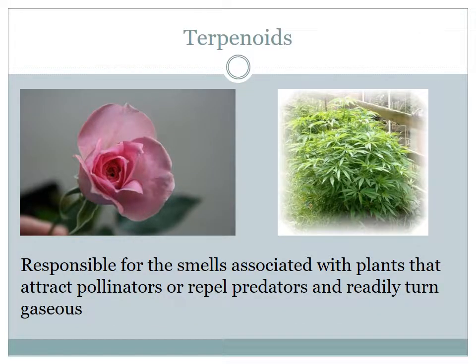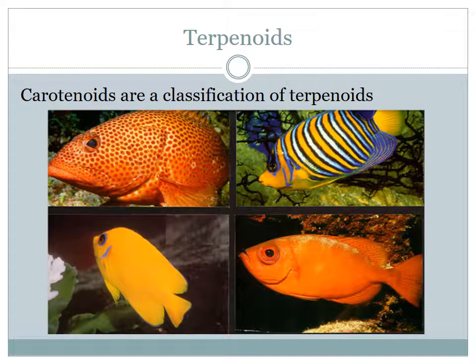Terpenoids are responsible for smells. Anything that goes into a gaseous state easily. The smells of flowers. A class of terpenoids, a carotenoid. Now, where have we seen a carotenoid? Carrots, right? They give fish those orange colors. They give plants, they're able to help plants absorb light.